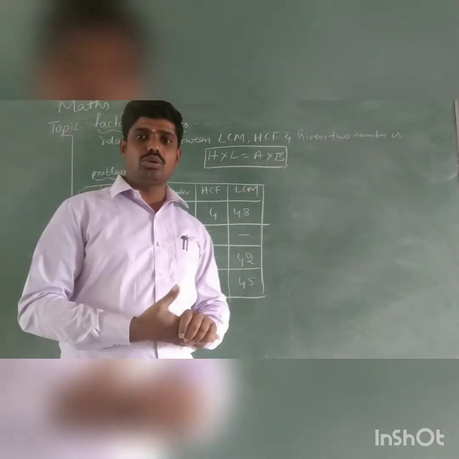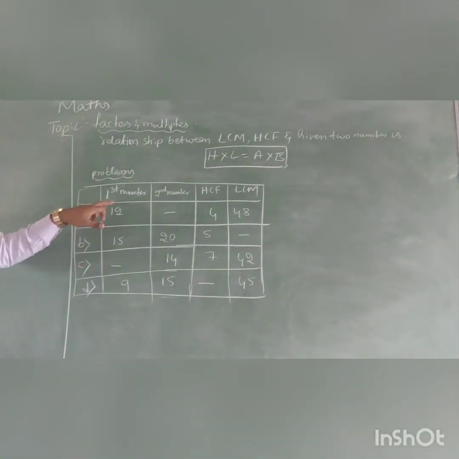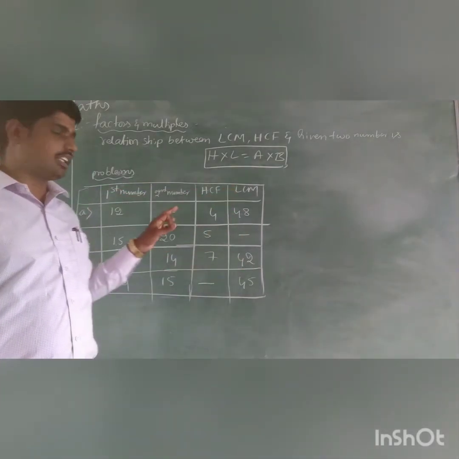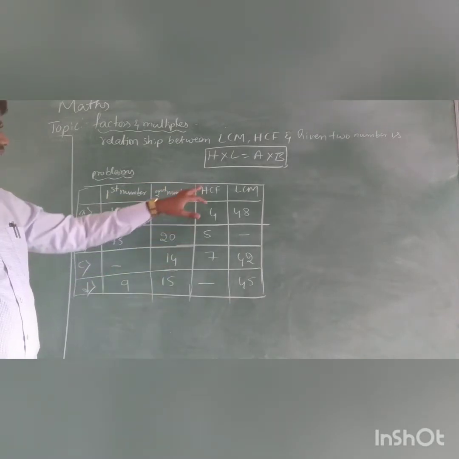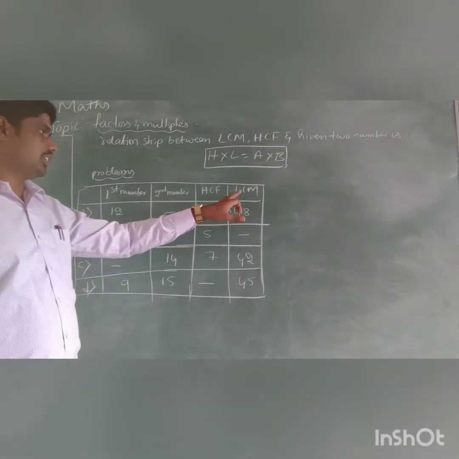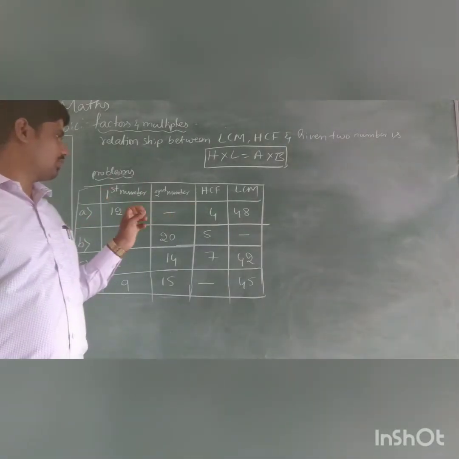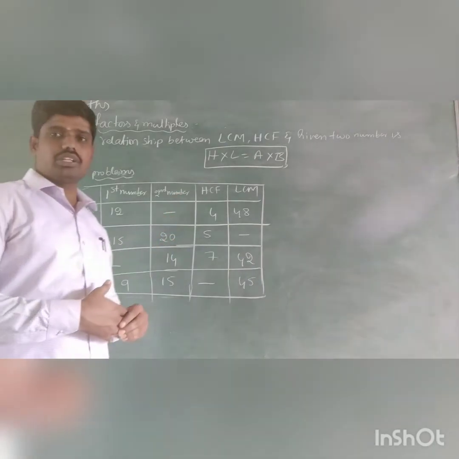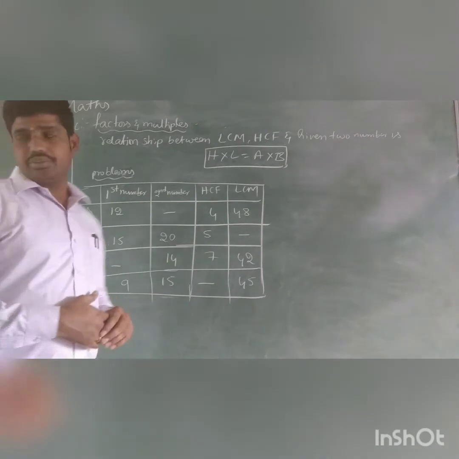Now we are going to solve the problems. See the problem set. This is the first number, this is the second number, this is HCF, this is LCM. In the first column, the first number is given. In the second column, the second number is given. In the third column, HCF is given. In the last column, LCM is given. In these four rows, only three values are given. In each row, one value is not given.